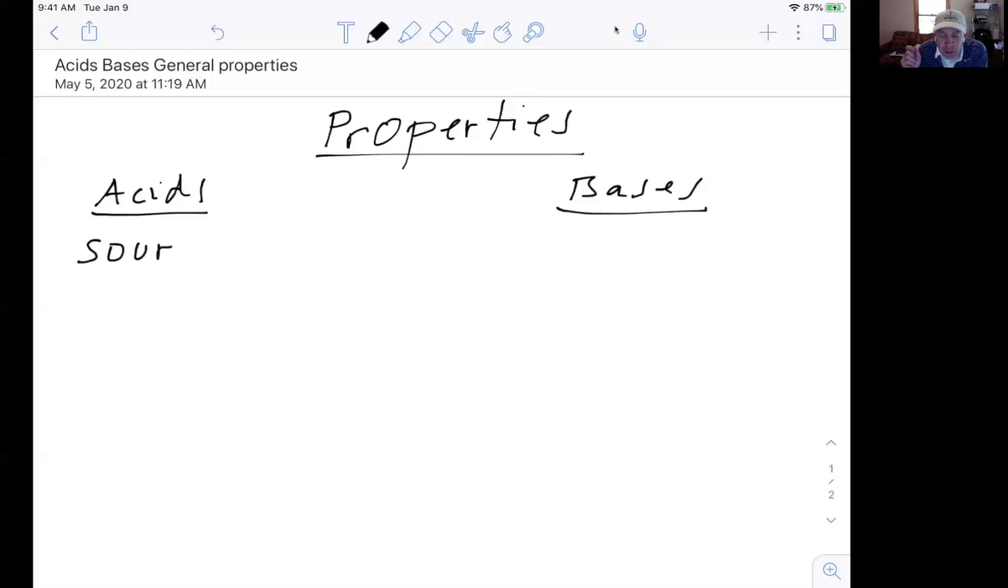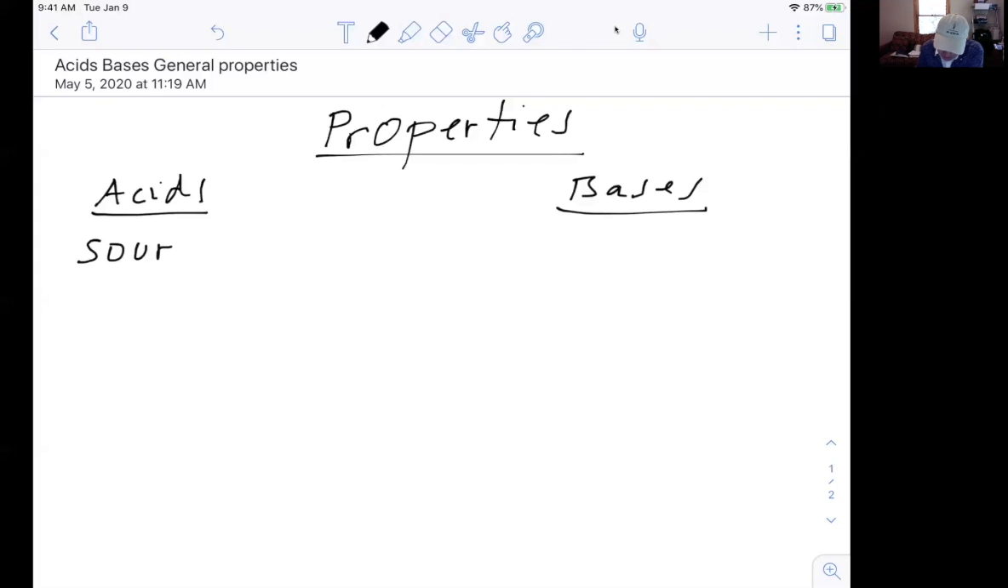So when you bite into an orange and it's sour, that's citric acid. The candy that you eat that is sour, like Warheads, they coat them with an acid on the outside. So if you have a package of Warheads, look on the back underneath ingredients, and I bet you can find an acid.